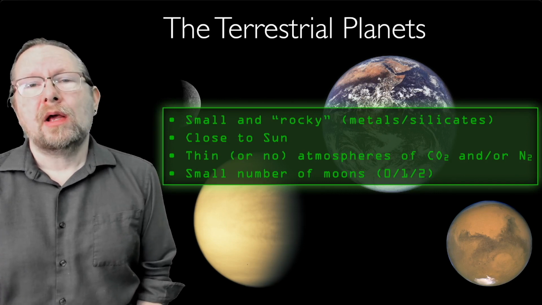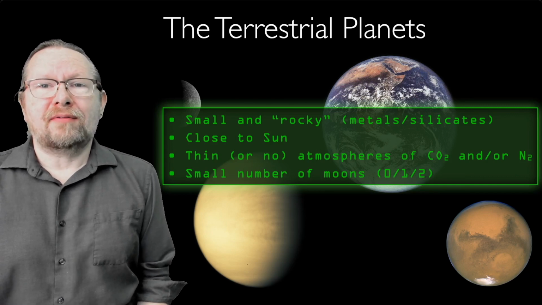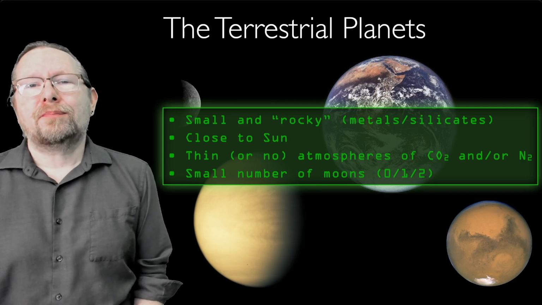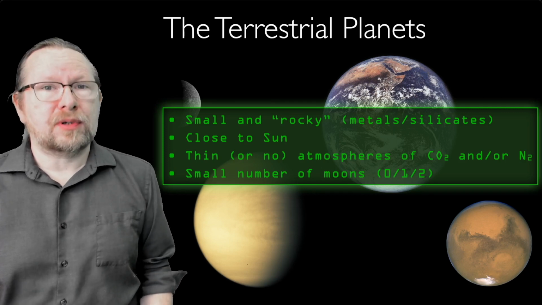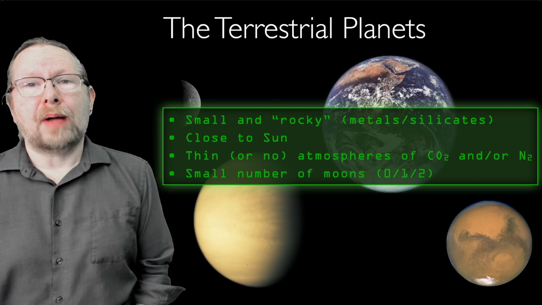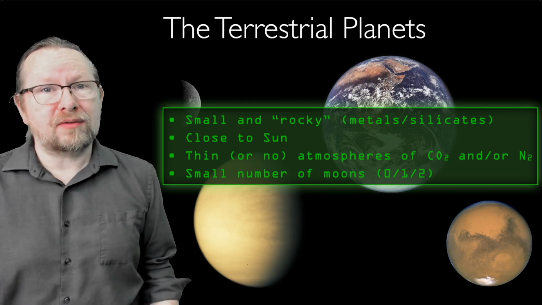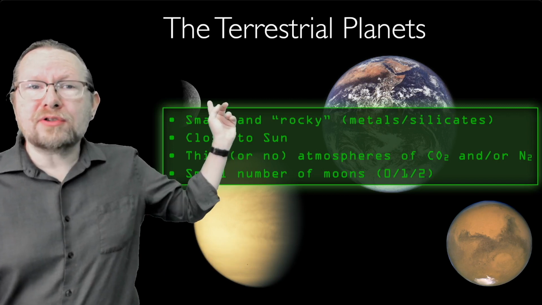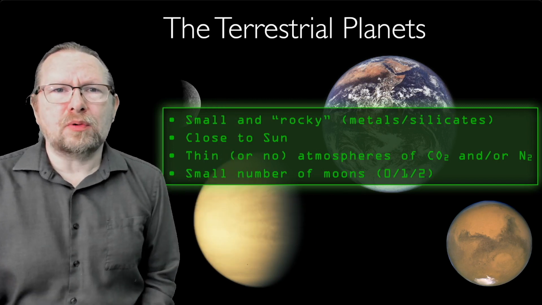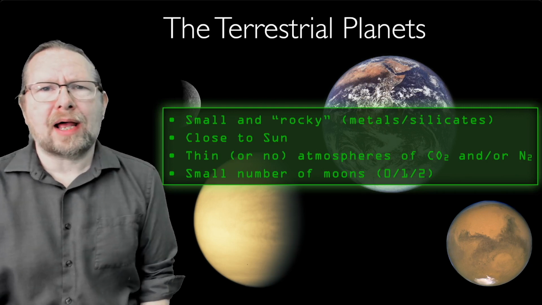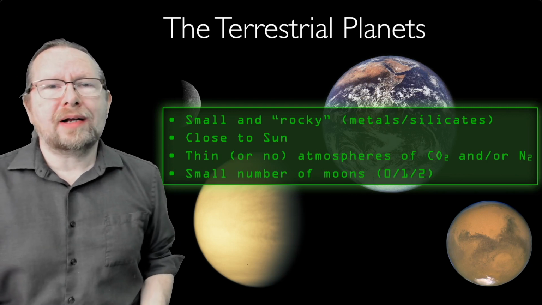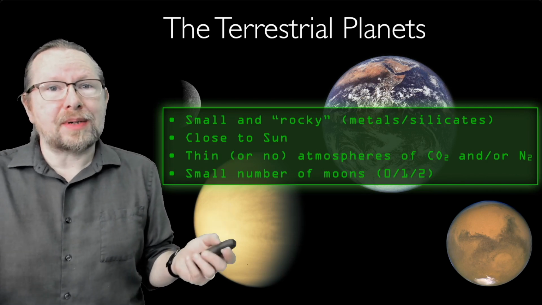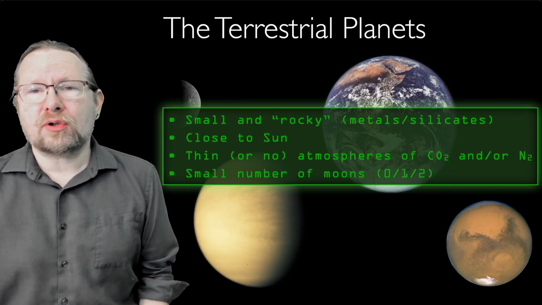And the other feature they share is they either have one moon or 2 little moons or no moons, contrasted with the Jovian planets, which typically have a large number of moons. Our Earth has a big moon relative to its size. Venus has no moon. Mercury has no moon. Mars has got 2 little tiny moons that are barely bigger than a small asteroid. So the terrestrial planets in our solar system share these characteristics, and they share the characteristic of being in a similar place in the solar system.